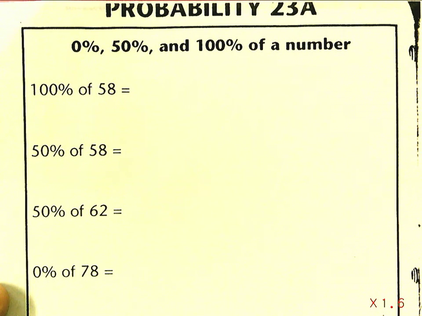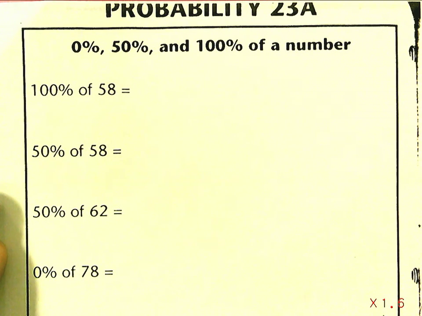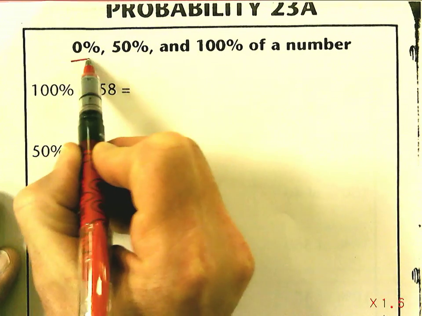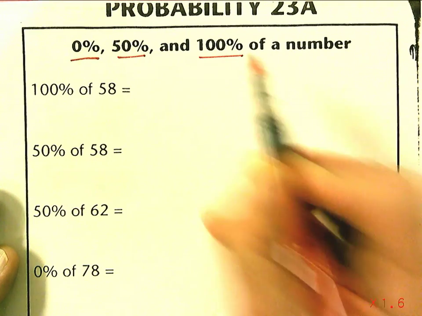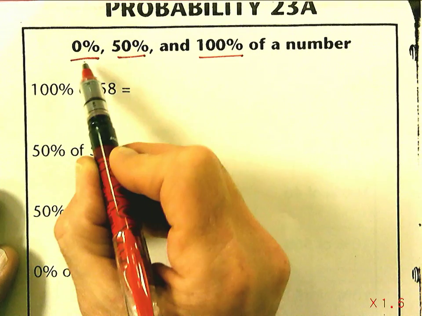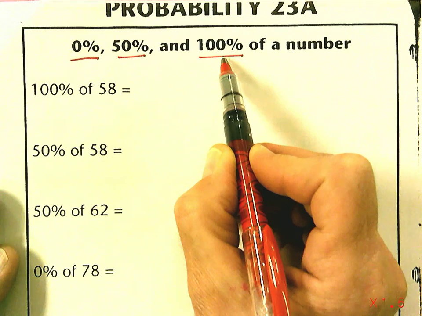So now we're on probability lesson 23A from the probability activities packet for chapter 3. In this one we're going to look at some basic percents that should be pretty easy to do mentally. We shouldn't need a calculator to find these percents: 0%, which is nothing, 50%, which is half, and 100%, which is the whole thing. So we're either looking at nothing, half, or all of the numbers.